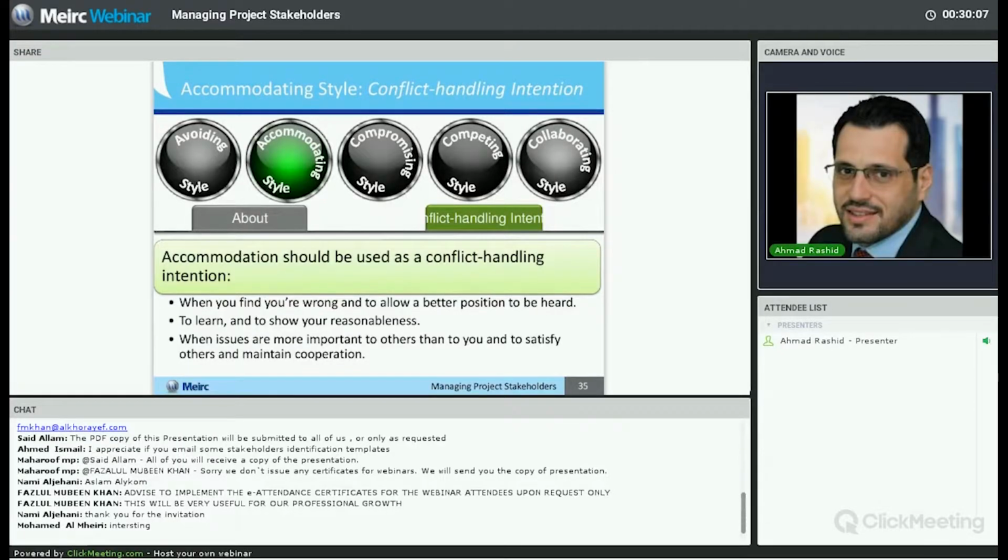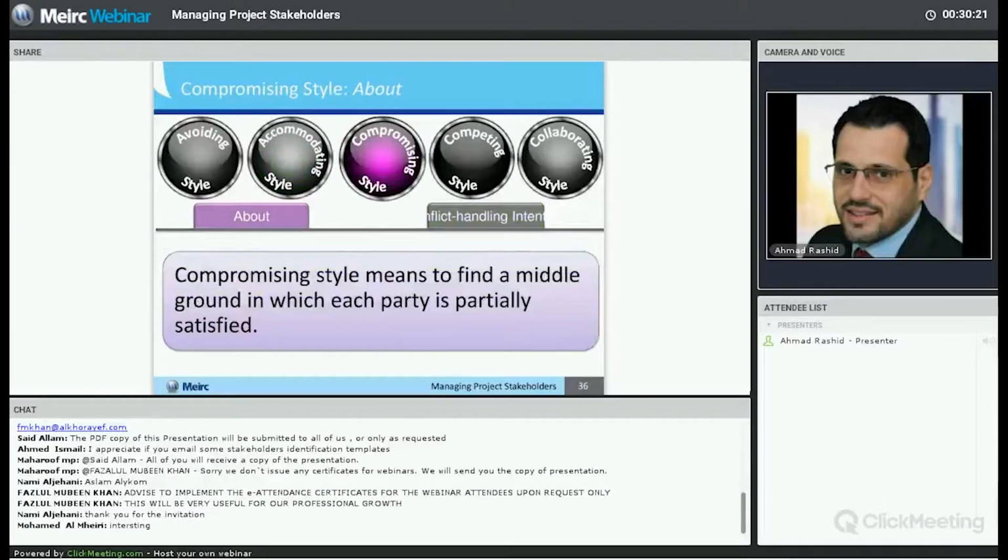But the disadvantage of the accommodation style is that people might look at you as a doormat, that you're always giving in. Again, they will label you as a fixer, but not someone who collaborates with them. So again, there are disadvantages and advantages when you are using accommodation.